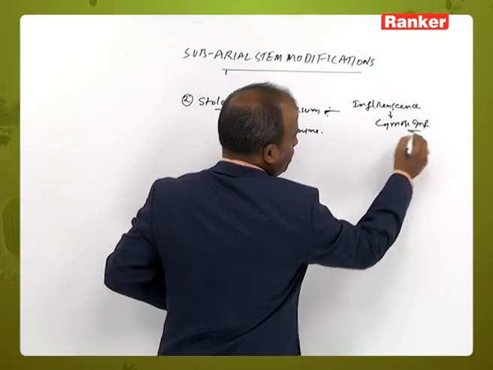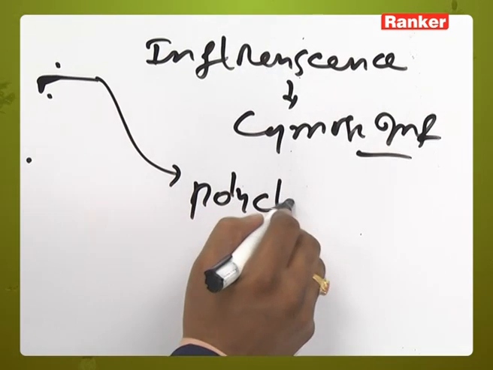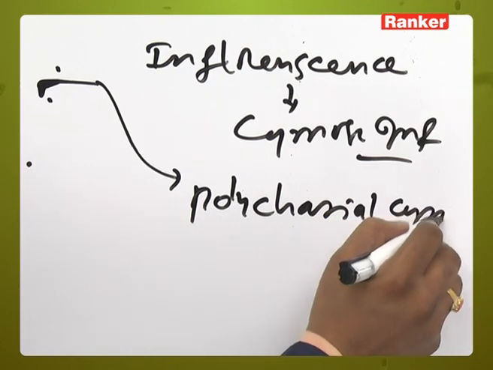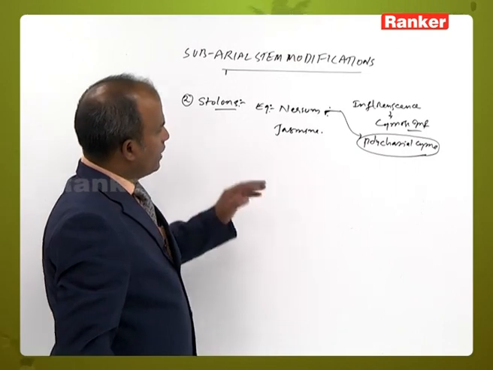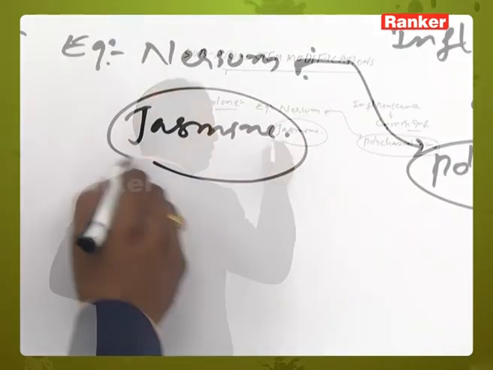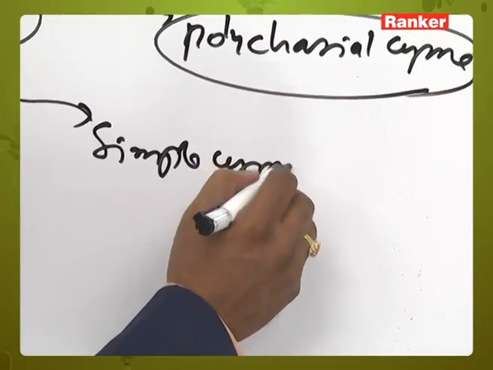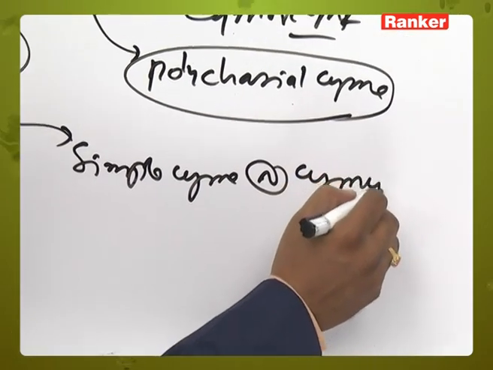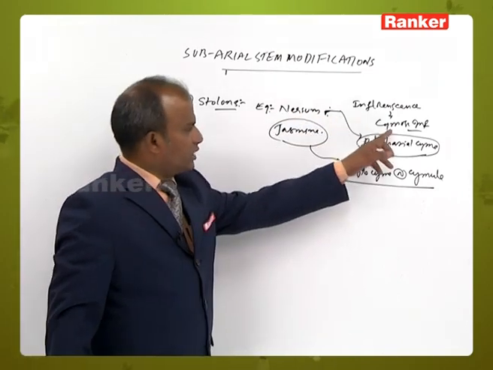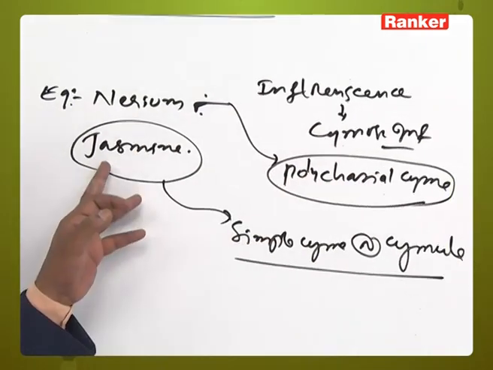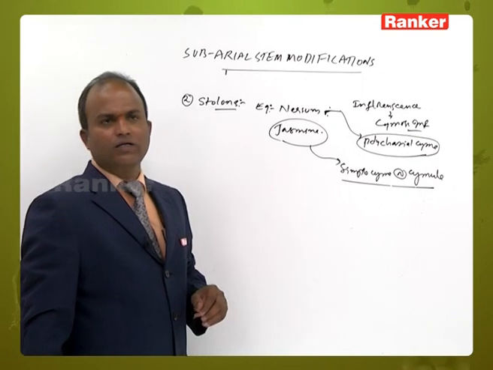Which inflorescence? Cymose inflorescence. That means it shows which type of cymose inflorescence? Polychasial cyme. And another one is jasmine, which shows a simple cyme or cymule. In nerium, the inflorescence is cymose type, that is polychasial cyme. In jasmine, the inflorescence is cymose type, that is simple cyme or cymule.